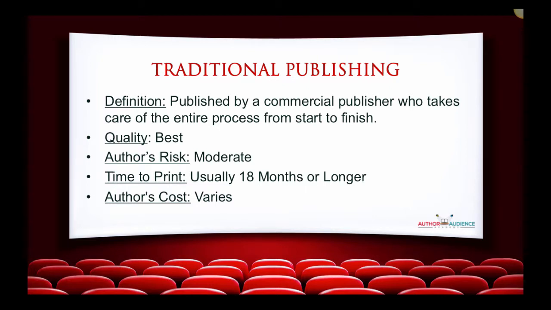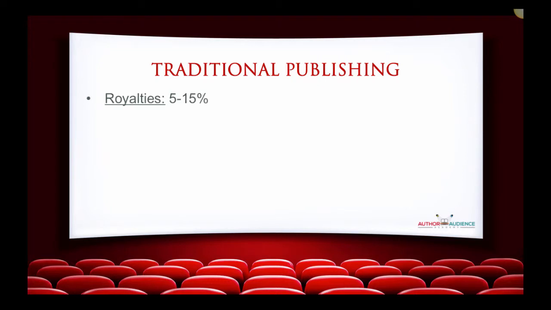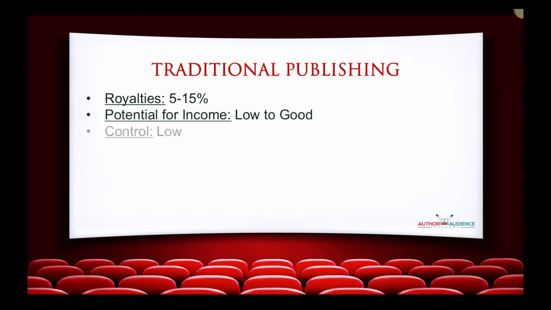Many times you'll even get an upfront advance from the publisher, although those advances are shrinking. Royalties can be anywhere from 5 to 15%, so they're pretty low with a traditional publisher. So the potential for income is low to good, depending on how popular your book is. And the control that you have as an author over your book is fairly low. Most of the decisions are going to be made by your publisher, and there may be certain things in your book that they change that you don't really like.